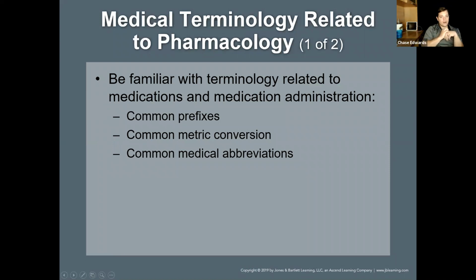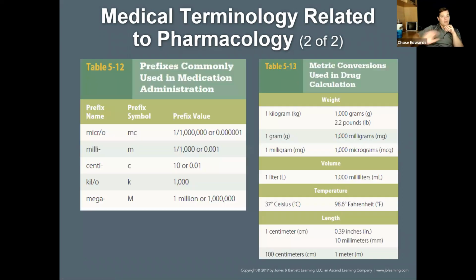All right. So medical terminology related to pharmacology. It's important to be familiar with terminology that's related to medications and medication administration, such as the common prefixes, common metric conversions, and then common medical abbreviations. And make sure we know those as we go through. Here's some common ones that are used for medication administration, and we're going to get into pharmacology and medication administration, so don't think that I'm cutting you short here. We'll definitely be getting into that, and medication math and all that awesome stuff. It'll be great.